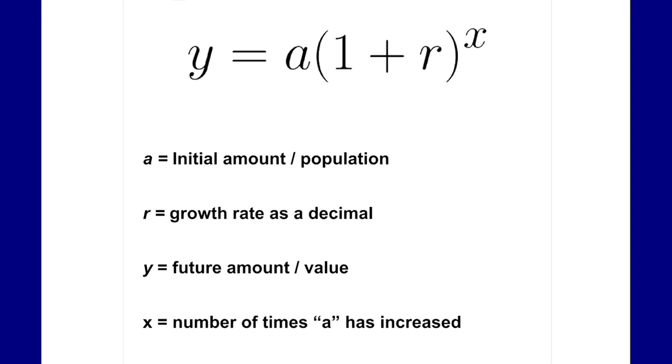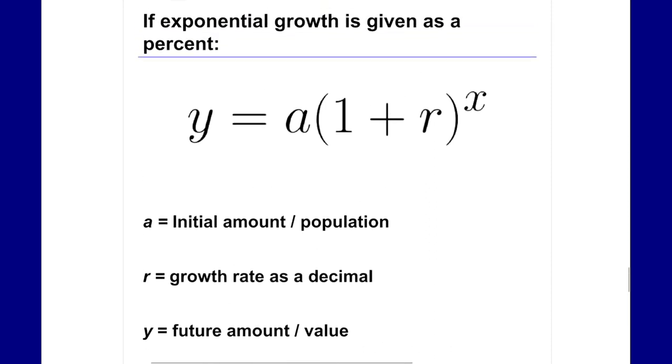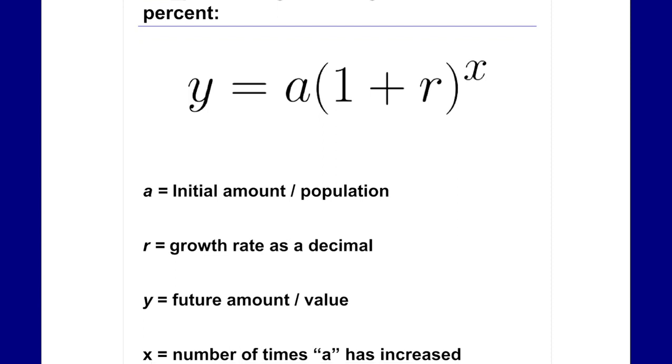So the same formula we would have used with the previous formula, we would still use it here with the growth given as a percent. So the only thing that's changed is that b value. It's no longer b, it's 1 plus r.